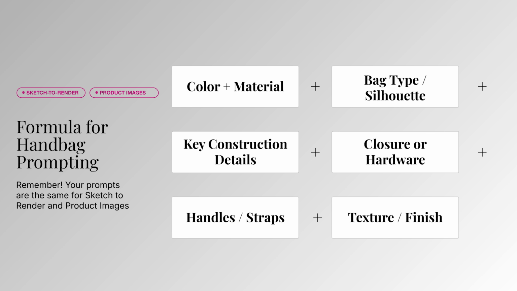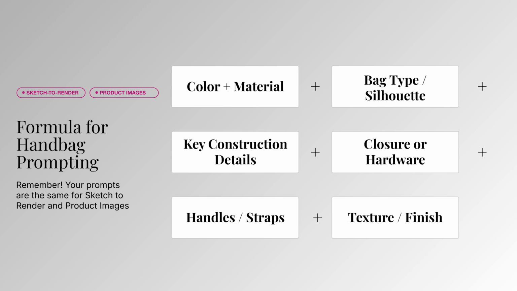Color and material. What's the main hue and fabrication? Silhouette. Is it a tote, backpack, crossbody, or another style? Construction. Details like a flap, structured body, or slouchy shape. Closure or hardware. Zippers, buckles, clasps. Handles or straps. Length, style, or placement. Texture or finish. Smooth leather, pebbled grain, glossy pattern, and so on.